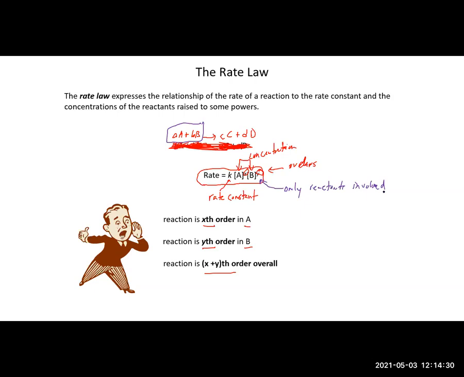Now, a couple of important things about the orders: the orders are always found experimentally. They are not the coefficients in the balanced equation. Although they may equal the coefficients sometimes, that is not how you find them. So, not the coefficients.